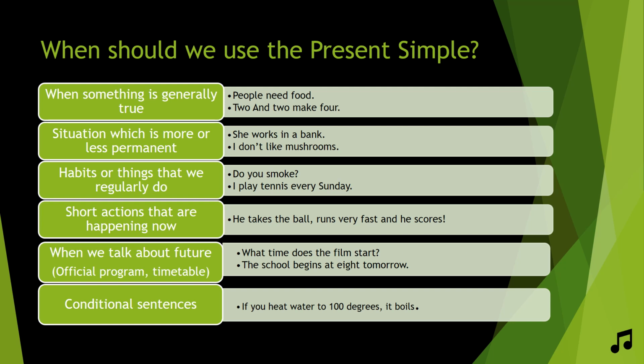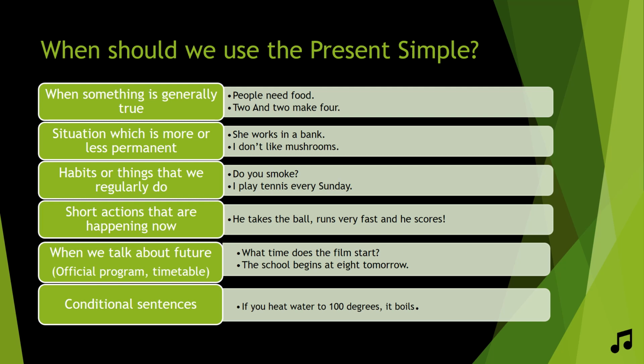Next is when we talk about the future. For example, what time does the film start? So we don't know when it is going to begin, but we are asking it in simple present. The school begins at 8 tomorrow. So this is also an official program, an official thing which is going to happen tomorrow, but we can talk about this in the present simple. So basically this tense is used in official programs and timetables.